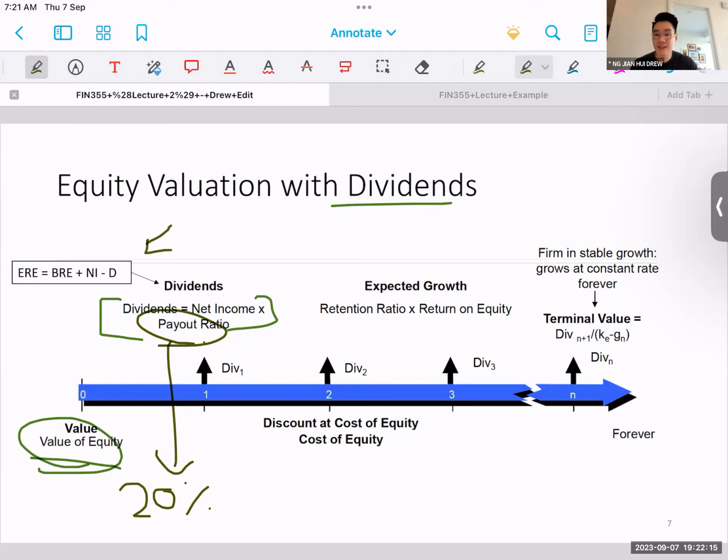Anyone remember this retained earnings formula from your accounting 101? This formula here. Is this something that you have seen before? Oh no. Oh no, your accounting lecturer will be unhappy. So, okay, maybe some yes, some no.